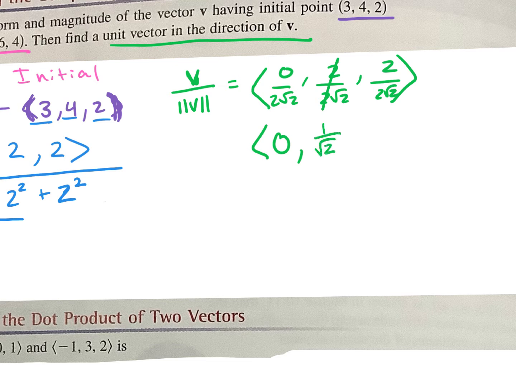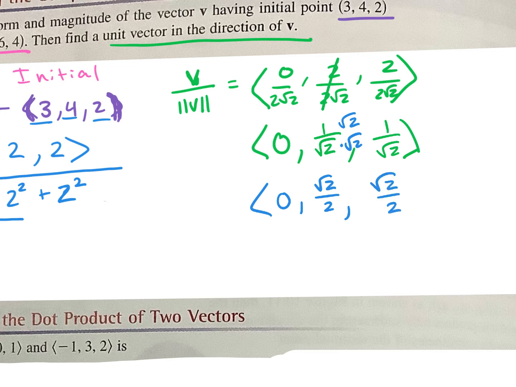Alright, so that's why we're doing this, so we can remember, in case this is on our final. So we get 1 over square root 2, and then the other one's going to be 1 over square root 2. But we have to rationalize. 0 stays. How do I rationalize this to not have the square root on the bottom? Multiply the top and the bottom by square root 2. So what do we get? Square root 2 over 2 and square root 2 over 2. So this is our unit vector.